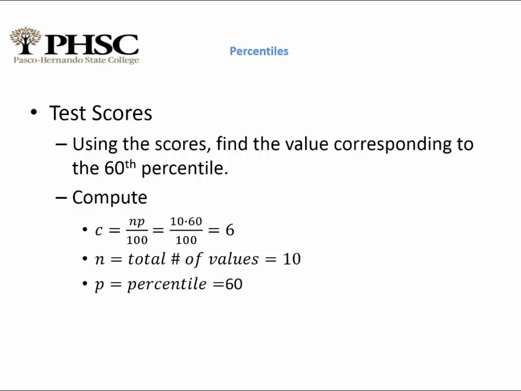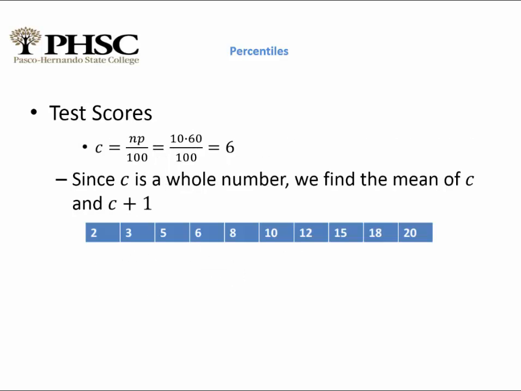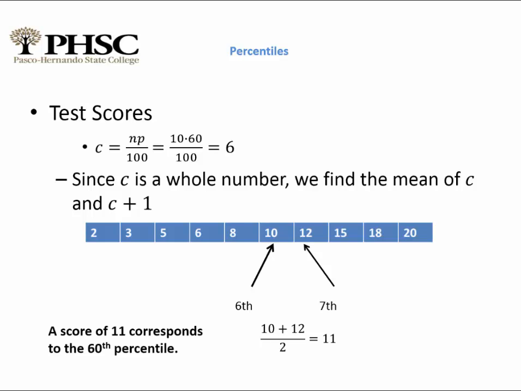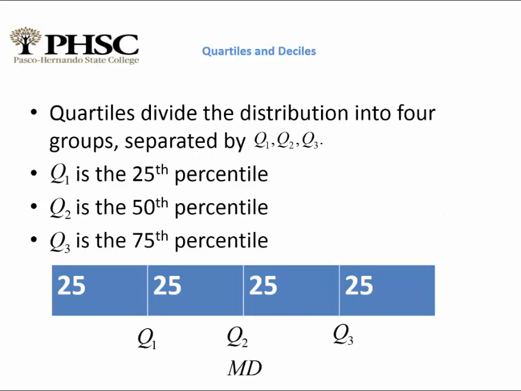Using the test scores again, find the value corresponding to the 60th percentile. So we use the formula again, and we get 6. Now, since c is a whole number, we find the mean of the c-th and (c plus 1)-th values. So the 6th value is 10, the 7th value is 12, so the mean is 11. So a score of 11 corresponds to the 60th percentile. Okay, so let's go ahead and talk about quartiles and deciles.